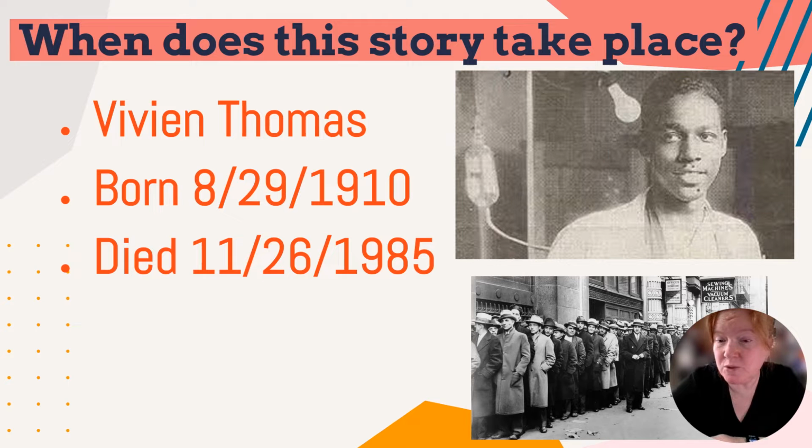Now, when does this story take place? Well, this movie really highlights the life and accomplishments of Vivien Thomas. So he was born in 1910 and died in 1985. So the story has to take place in that time frame.